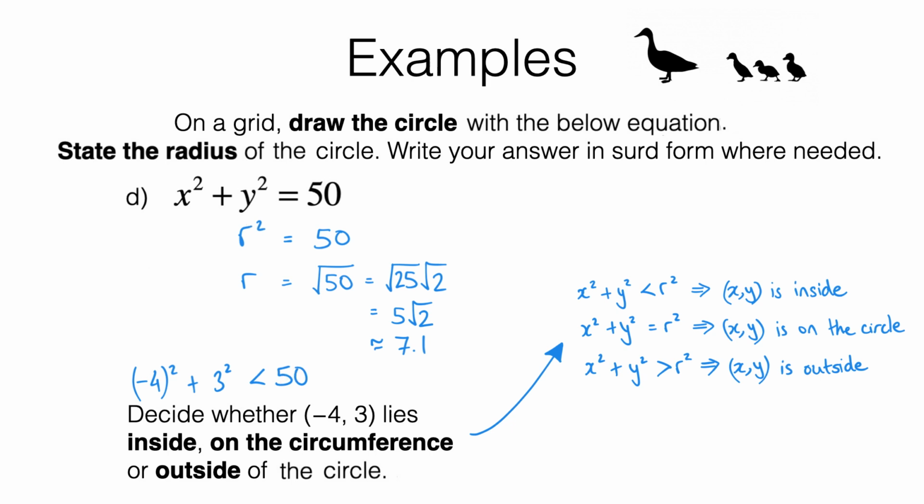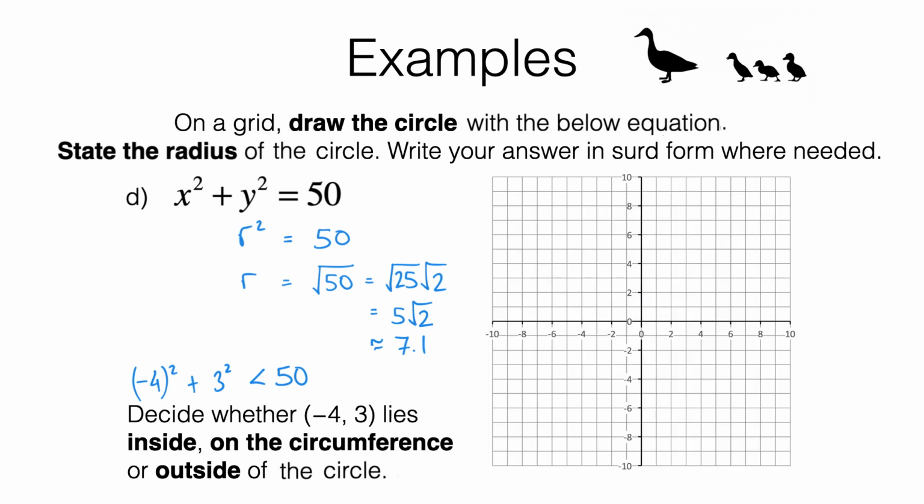Now the only thing left to do is to draw the circle. It has a radius of about 7.1, which means it looks like this.